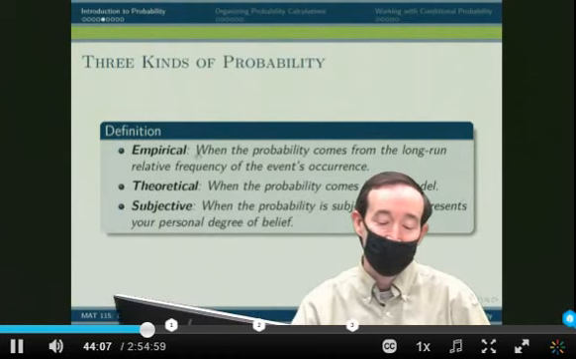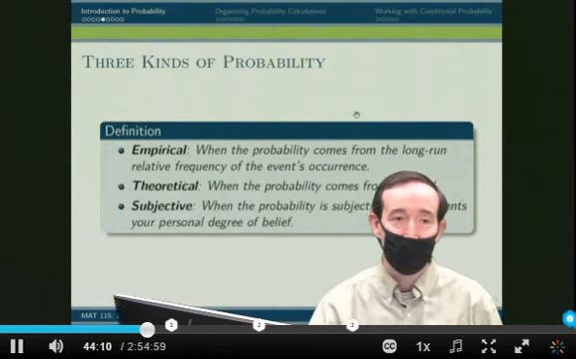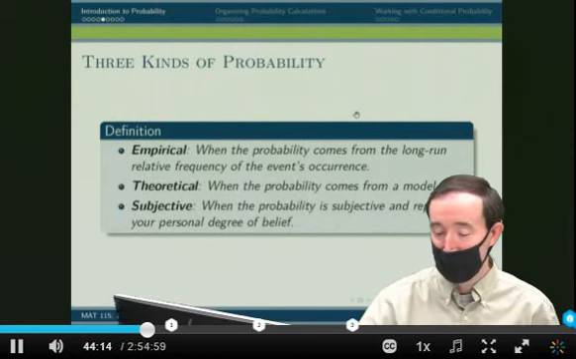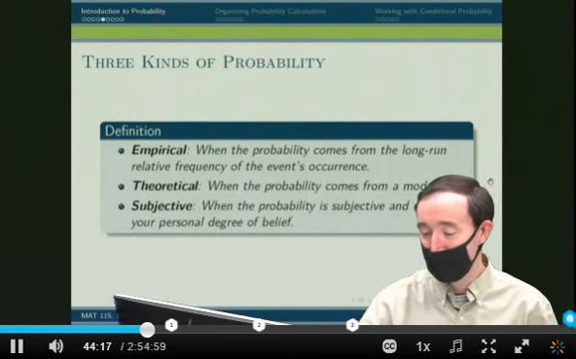Again, we're going to focus in this class on empirical and theoretical probabilities, because those are the two that are easiest to work with specifically. It's kind of hard to argue with this, even if it's not necessarily accurate.